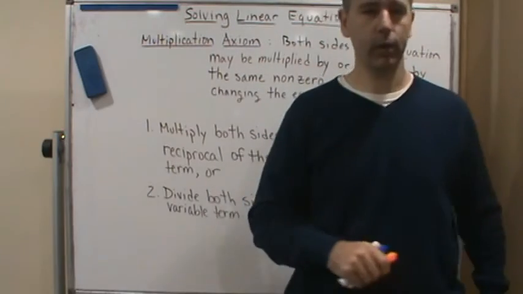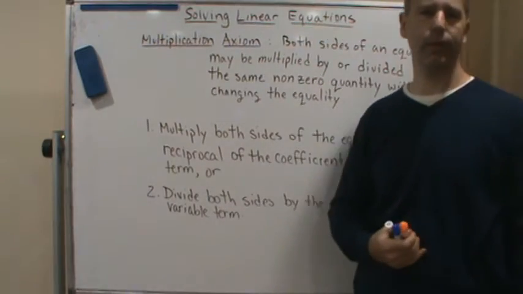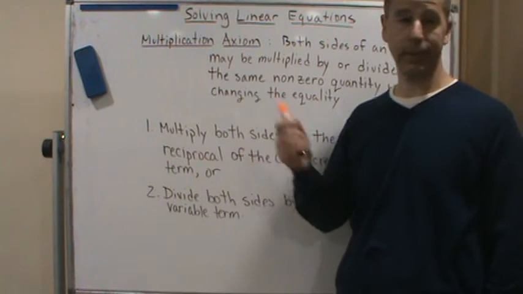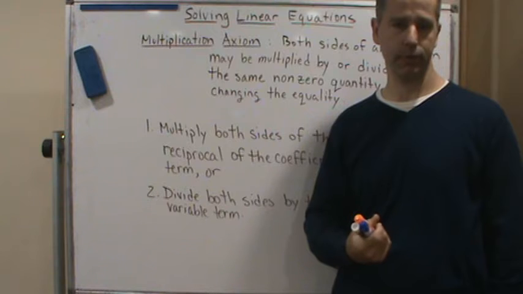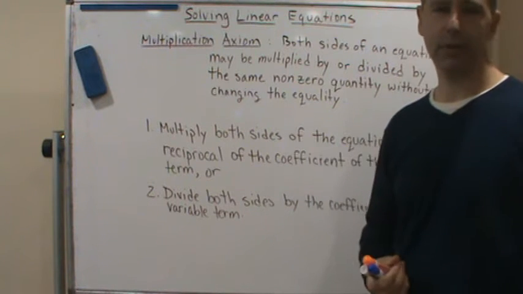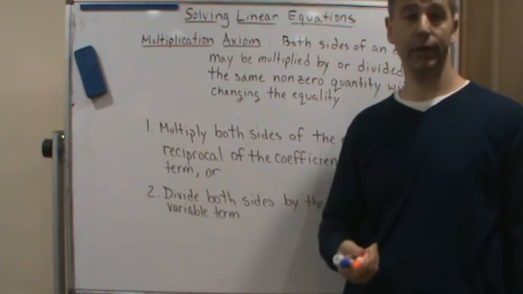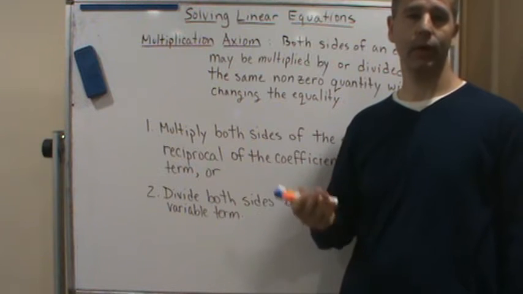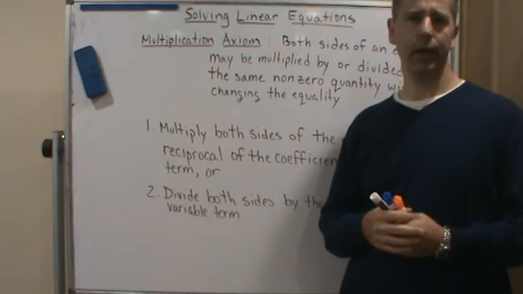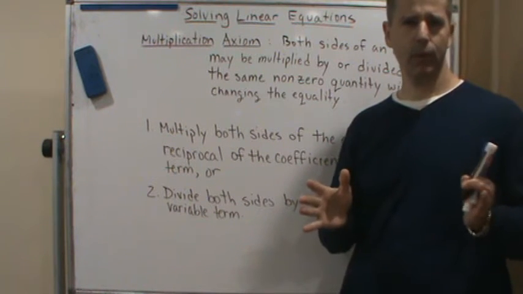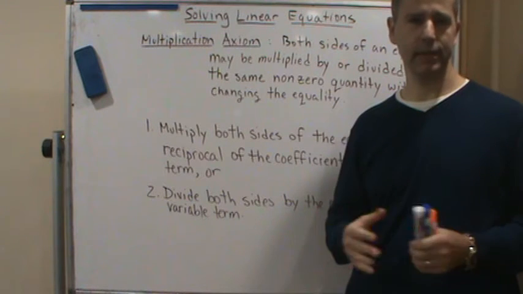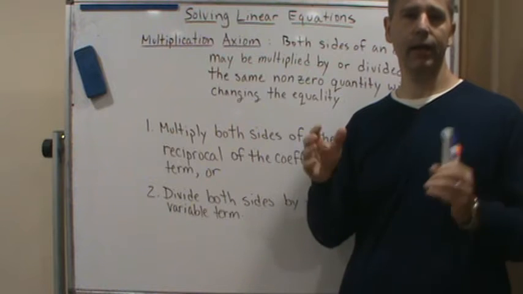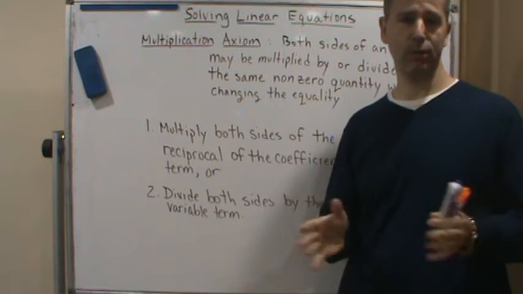Okay, so welcome back. So now what we're going to do is talk about another axiom called the multiplication axiom, and then how to use that to solve linear equations. The multiplication axiom is very similar to the addition axiom. It states that if you multiply both sides by the same number, then the equality is unchanged. And again, by the same non-zero quantity.